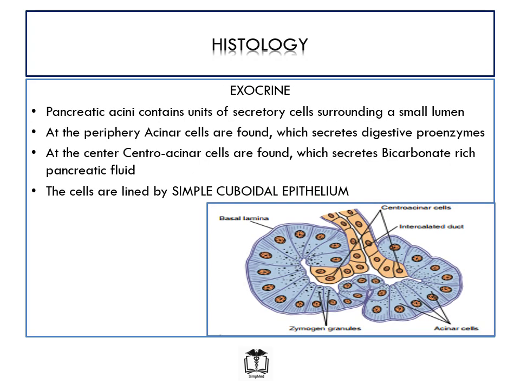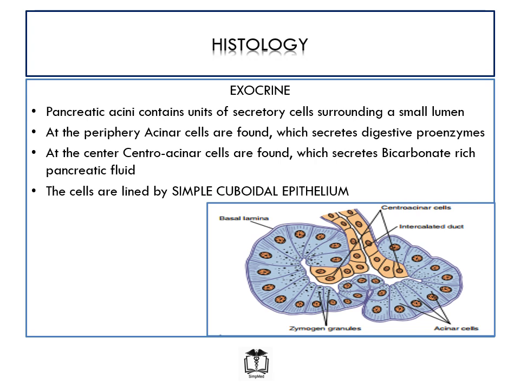So, starting with the pancreatic acini, they contain units of secretory cells. They're the areas shown in blue here. These are cells surrounding a lumen, and they're involved in production of digestive enzymes and fluid that will be part of the pancreatic secretion. Usually, the acinar cells at the periphery are involved in the secretion of digestive proenzymes. So, enzymes involved in digestion, like pancreatic amylase and pancreatic lipase, alongside enzymes involved in breakdown of protein. And then the centroacinar cells found centrally are involved in secretion of bicarbonate-rich pancreatic fluid.